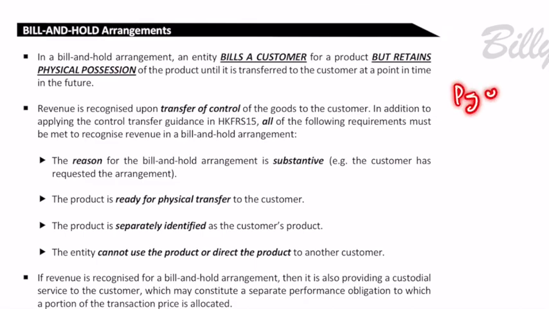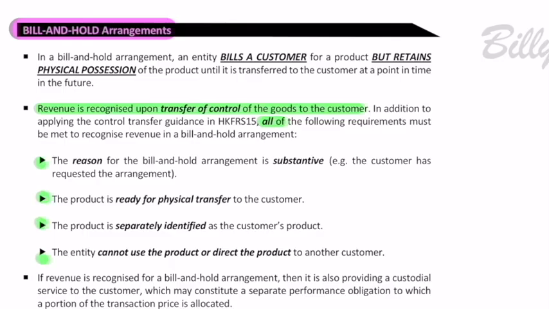Please refer to page 852. Bill and hold arrangements. Revenue is recognized because control is transferred under a bill and hold transaction if and only if all of the following criteria are met. The reason for the bill and hold transaction is substantive. Generally, it means that under the instructions of the customer, the supplier has to hold the goods on behalf of the customer and bill the customer accordingly.